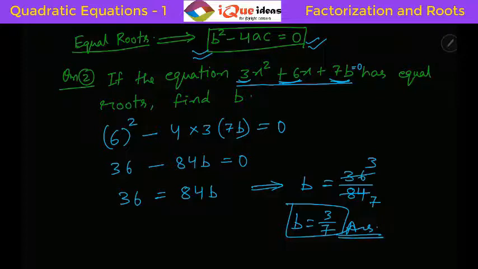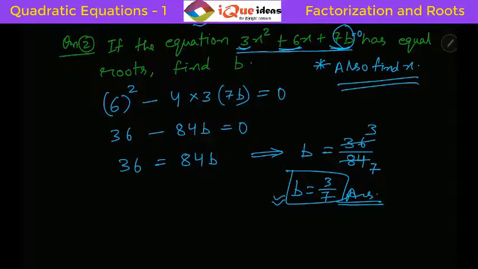Now suppose in this question, if I add one more thing, let's say also find x. Suppose if I have to find the value of x in this equation, so what do we do now? So here we have already calculated the value of b, put it here and solve it. Alright, so let me take some space. So now that we have calculated the value of b, we put it here. The equation was 3x square plus 6x plus 7b equal to 0. Alright, now we put the value of b here.